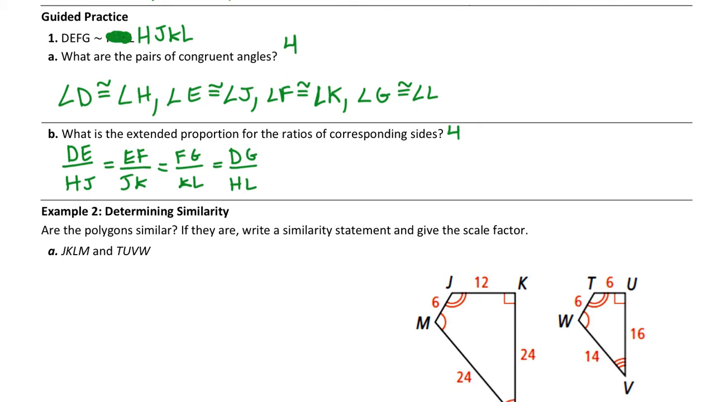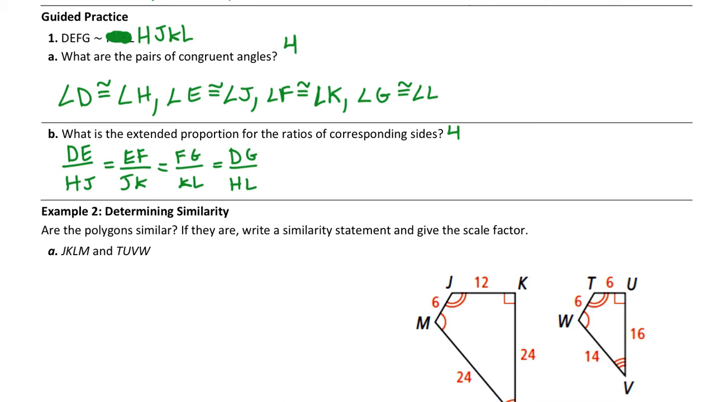Okay, so for number 1 here, it's just matching up the corresponding angles and the corresponding sides. The big difference between this and congruence is that congruent shapes were the same size and the same shape. Similar shapes are the same shape, but they're not the same size. So we still have corresponding angles, corresponding sides. Corresponding angles are still congruent. Corresponding sides are proportional, which means the ratios of the corresponding sides are equivalent.